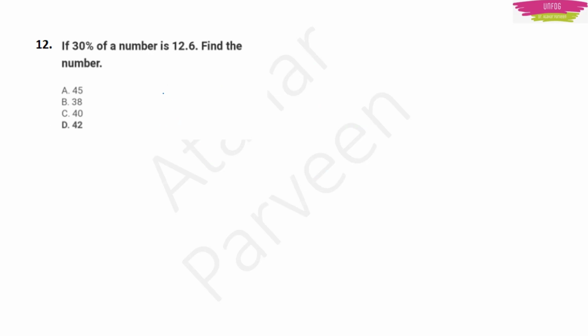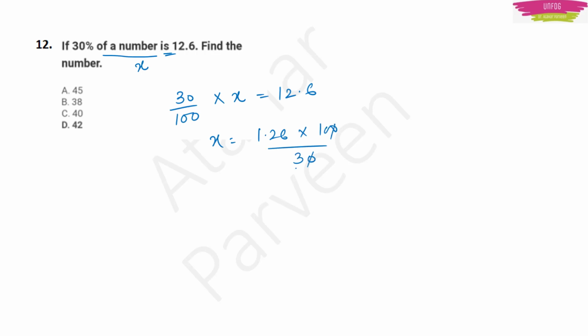Next question. If 30% of a number is 12.6, find the number. Simple, right? These are simple things now because we have already done sums like this. 30% I can write as 30 by 100 into of a number. What is that number? We don't know. We will write it as X, is equal to 12.6, or X is equal to 12.6 into 100 by 30. Cancel. 3 ones are 3, 0, 0 will get cancelled here, and 3 4s are 12, 3 2s are 6. It will be 4.2 and X will be 4.2 into 10, or 42. So option D will be the right answer. Okay.